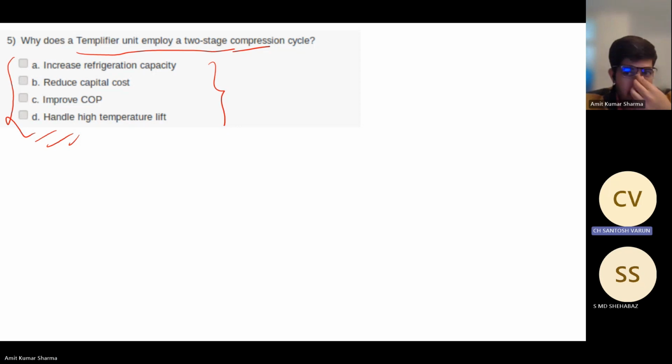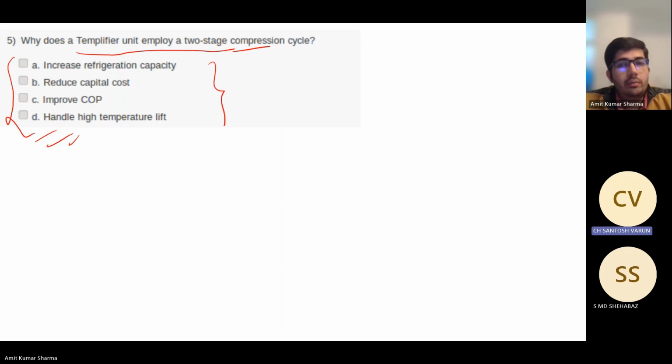So if it's high, it will reduce capital cost. The compressor cost we can reduce by reducing the compressor capacity, so we can reduce the capital cost. But I will keep that option on hold. Improve COP. Why? Because the compressor work will reduce.